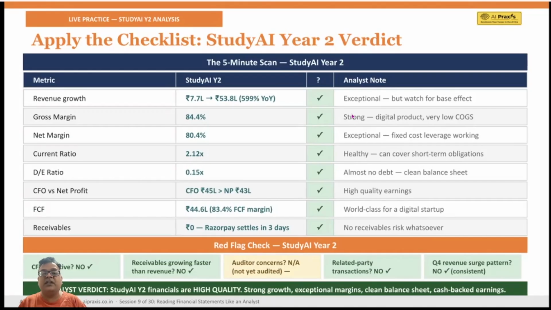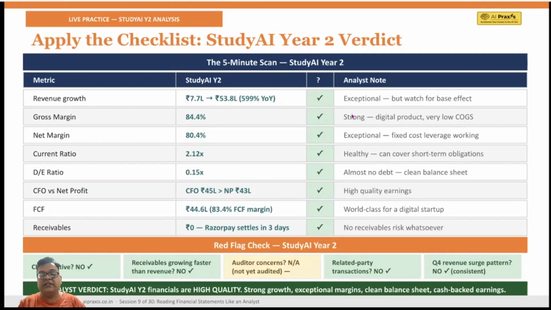Now, the most important check, cash flow versus net profit. Your CFO is 45 lakh, net profit is 43 lakh. Since cash flow is higher than profit, it confirms high quality earnings. Okay. The free cash flow is 44.6 lakh. That's an 83.4% FCF margin. And this is world class for a digital startup. It means the business is not just profitable, it is generating real surplus cash.